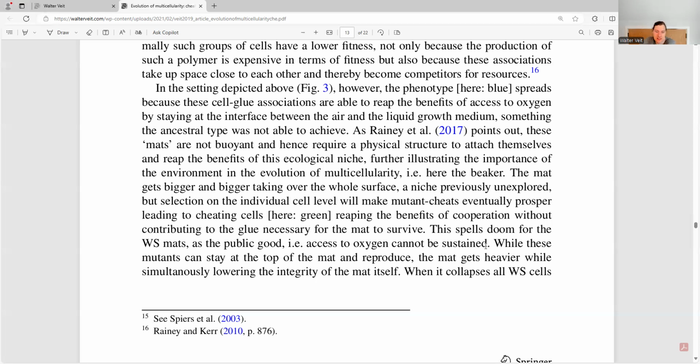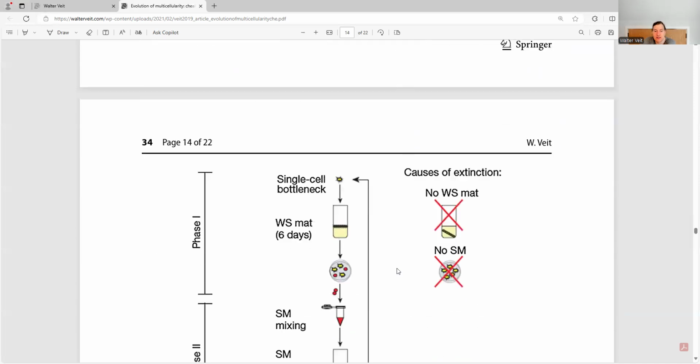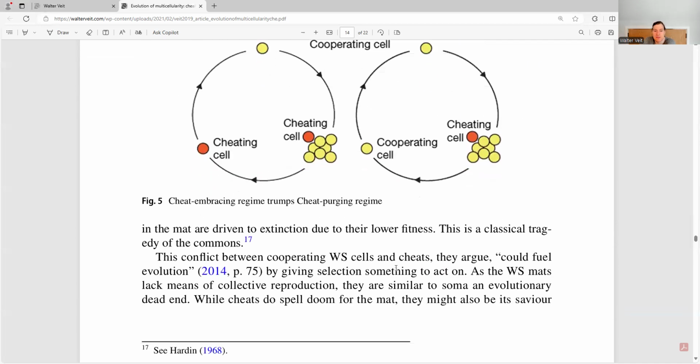While these mutants can stay at the top of the mat and reproduce, the mat gets heavier, while simultaneously lowering the integrity of the mat itself. When it collapses, all Wrinkly Spreader cells in the mat are driven to extinction due to their lower fitness. This is a classical tragedy of the commons.